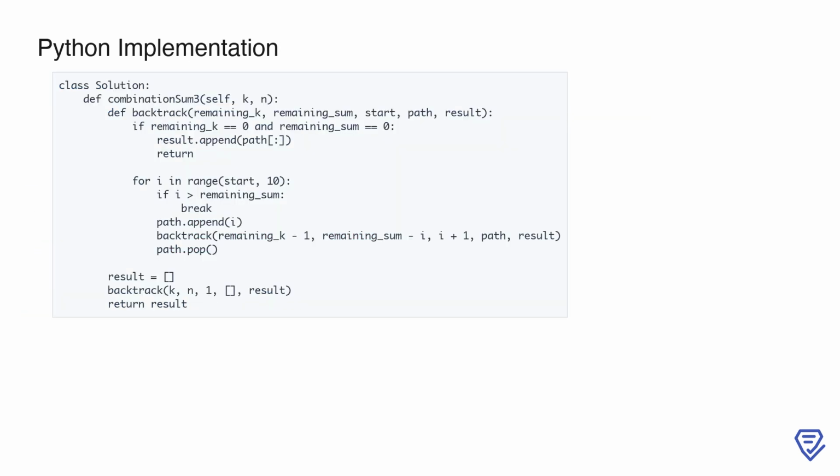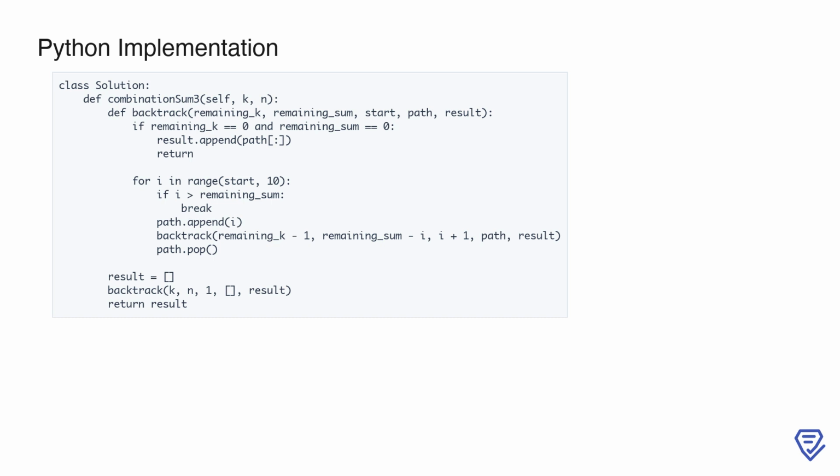This Python solution solves LeetCode problem number 216, Combination Sum 3, using a backtracking approach. The combination sum 3 method takes two inputs, k and n. The goal is to find all unique combinations of k numbers from 1 to 9 that sum up to n. The core of the solution is the backtrack helper function, which performs the recursive exploration.